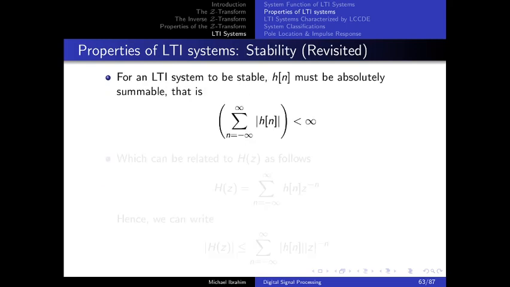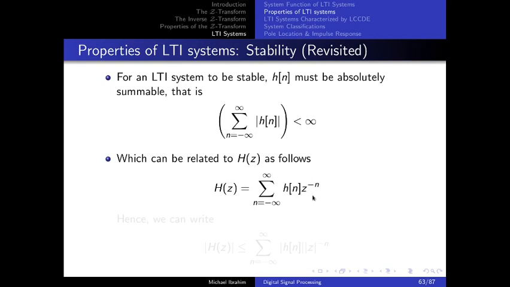Okay, the stability. As we have seen in the introductory part of this course, for an LTI system to be stable, h of n must be absolutely summable. That is, the summation of the absolute value of h of n from minus infinity to positive infinity should be less than infinity. In this case, H of z can actually be related somehow to this definition. How is that? So, H of z equals the summation from minus infinity to infinity of h of n z to the minus n.